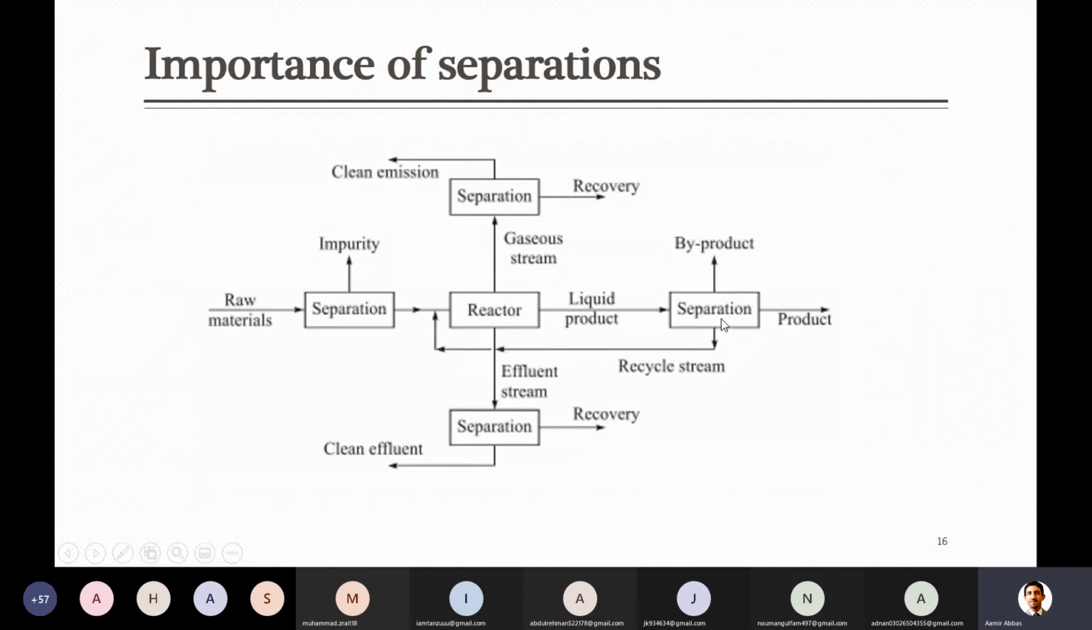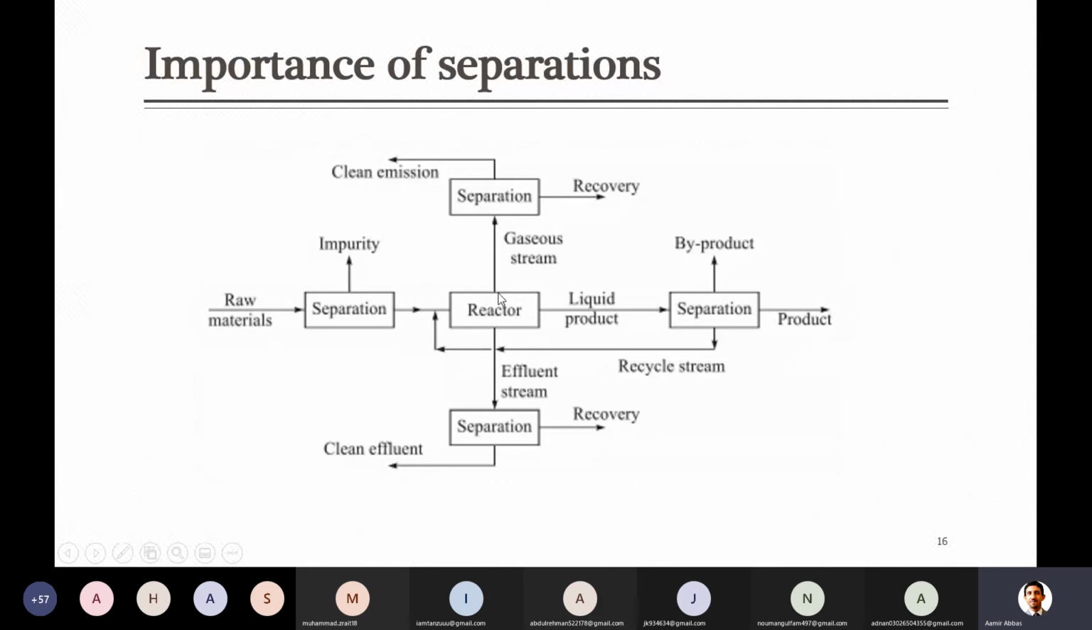When you start your plant design project, you will see that there are a lot of equipments after this reactor, sometimes 3, 4, 5, 6, because in one piece of equipment you can't do all of the separation. Some equipment is specialized for one separation, for example product from byproduct, and then another separator still removes some of the unreacted reactants from the product, and so on. So you have a lot of separation equipment.